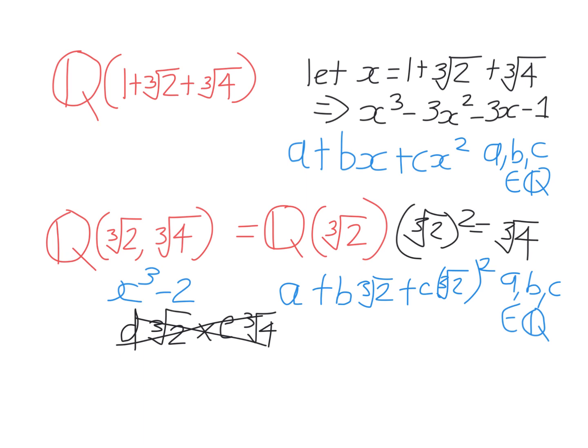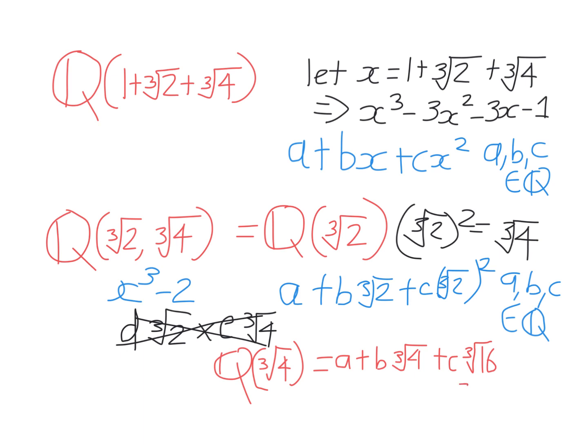So note that if I just wanted to adjoin Q to the cube root of 4, I would get this. So all of the elements of this field could be written in this form. Note that cube root of 16 is just cube root of 4 squared. So these probably look like they're different fields. But the cube root of 16 is the cube root of 2 times the cube root of 8. And the cube root of 8 is rational. It is 2. So I don't need to write this cube root of 16.